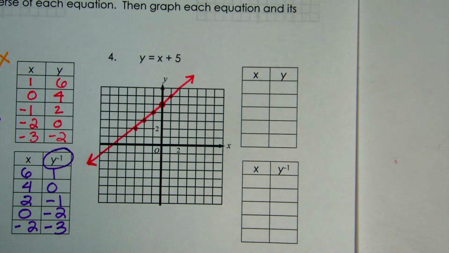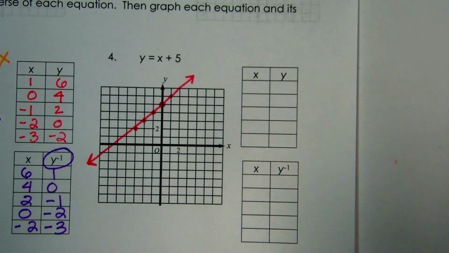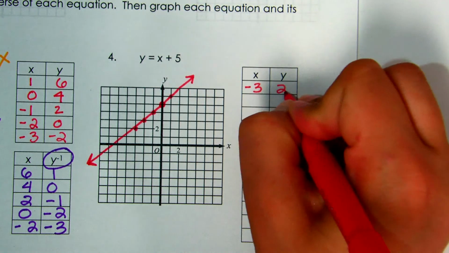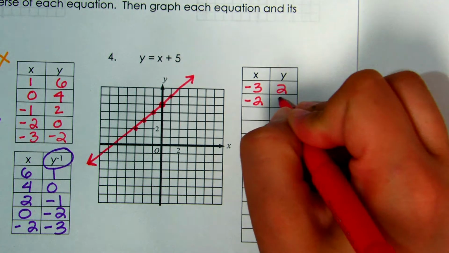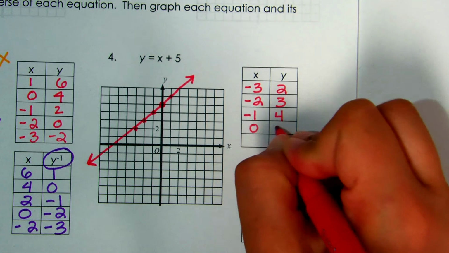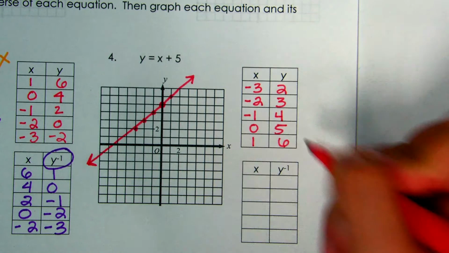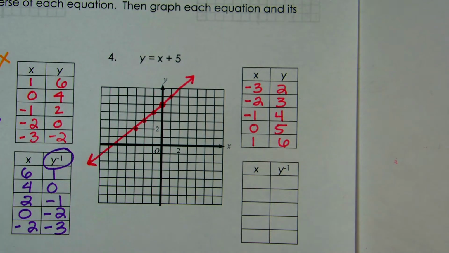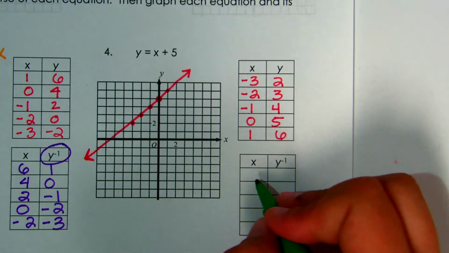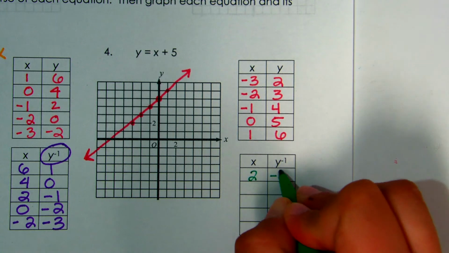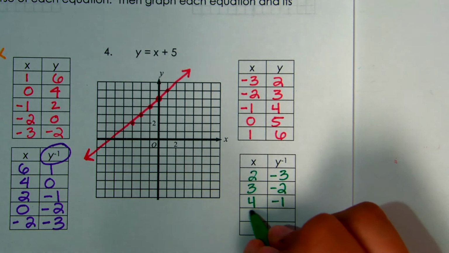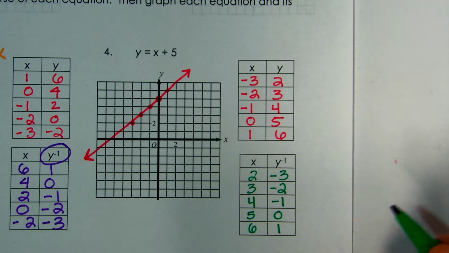Now that I have points, I'm going to put them in the table. So my points are -3, 2, -2, 3, -1, 4, 0, 5, and 1, 6. In order to find the inverse, I'm going to switch the x and the y so that I have the inverse points. They are 2, -3, 3, -2, 4, -1, 5, 0, and 6, 1.